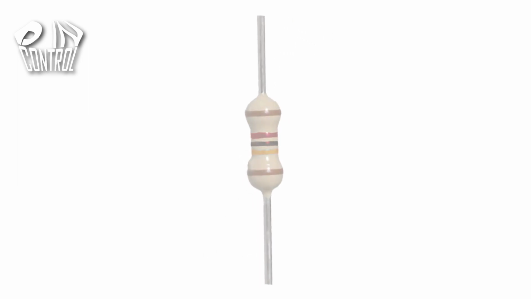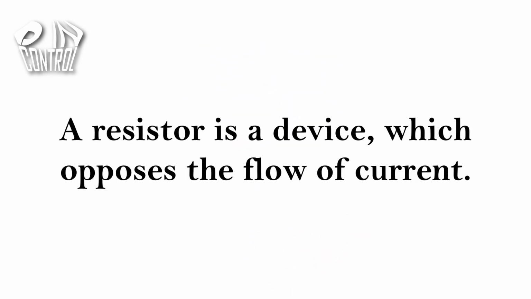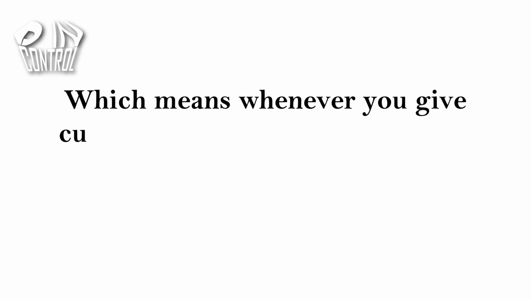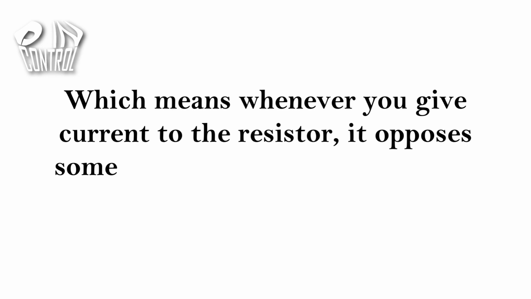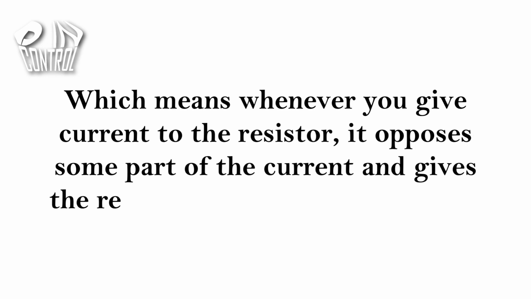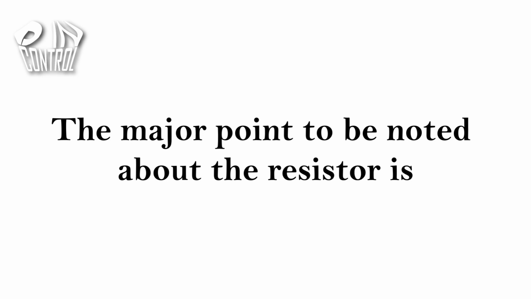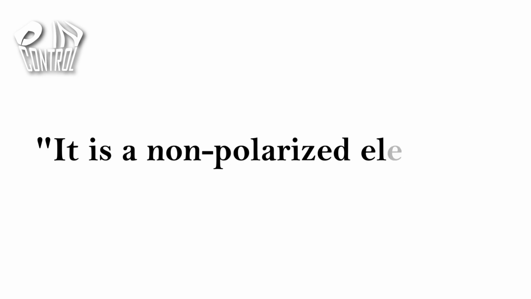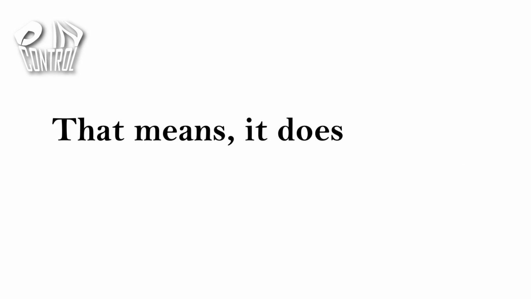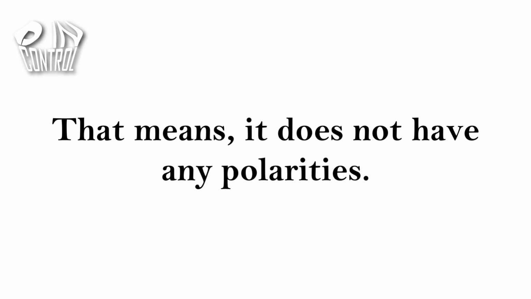Now we are entering the first part. What is a resistor? A resistor is a device which opposes the flow of current, which means whenever you give current to the resistor, it opposes some part of the current and gives the resultant current at the output. The unit of the resistor is ohms. The major thing to note is that it is a non-polarized element. That means it doesn't have any polarities. So this is the main part of the resistor.